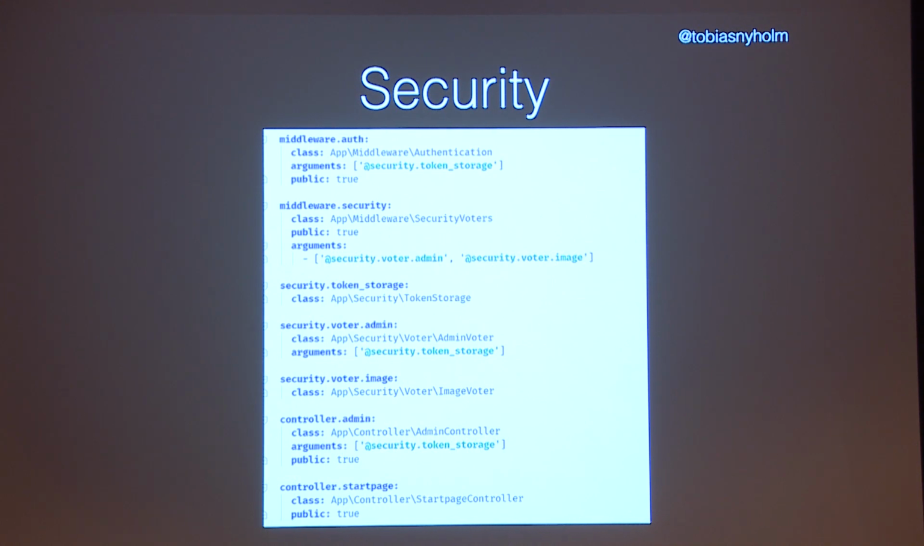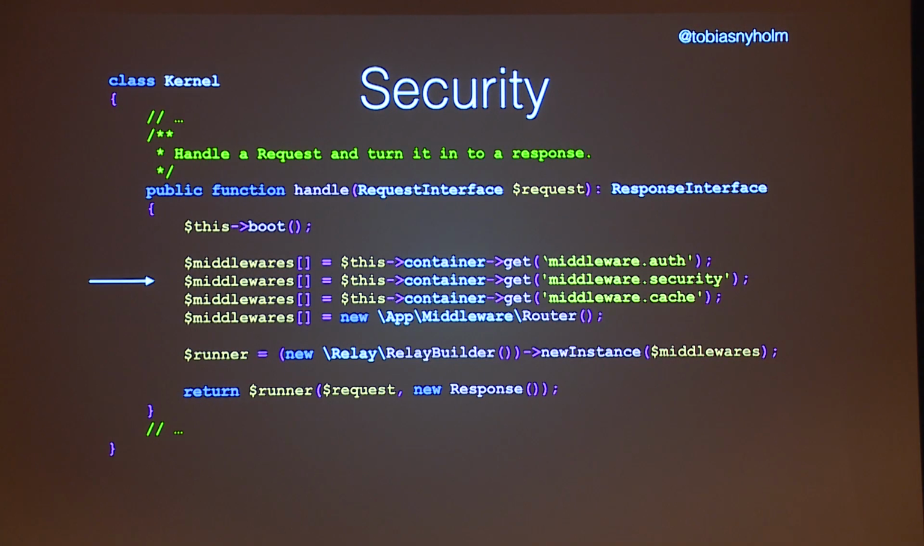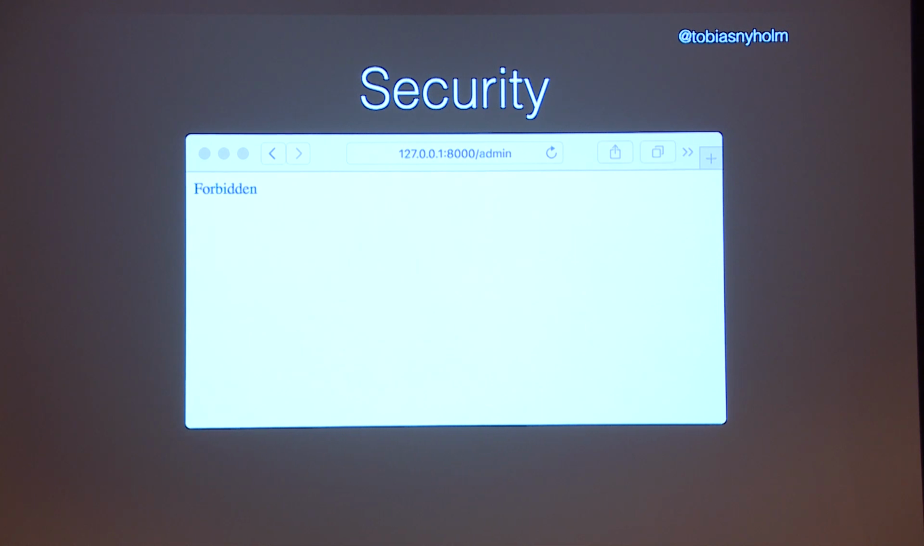And in my kernel, I just add the voter. I add it after the authentication, because first I need to know who you are, and then I can ask what you can do, right? I can't do the opposite order. And if I don't add Tobias, I get a forbidden page.